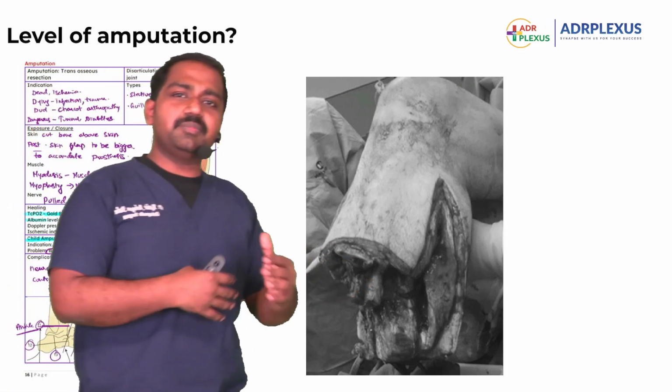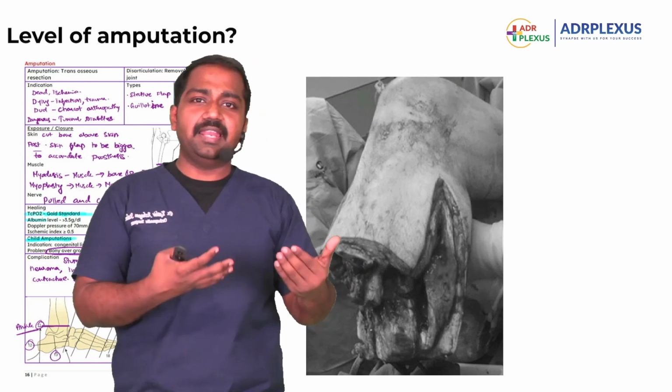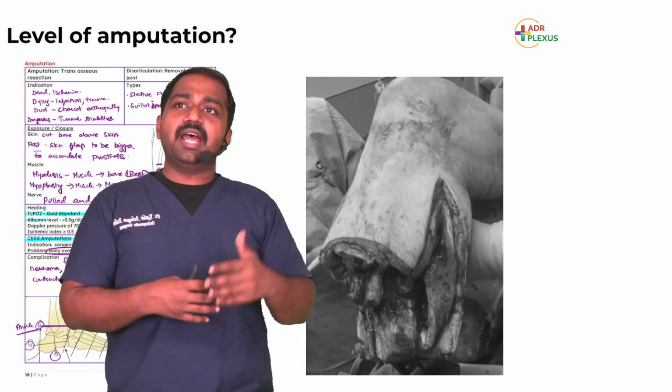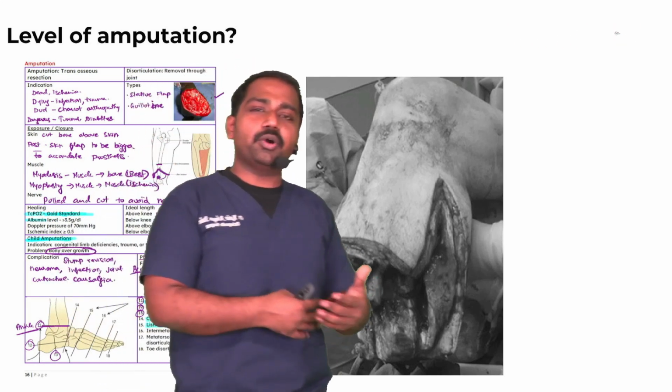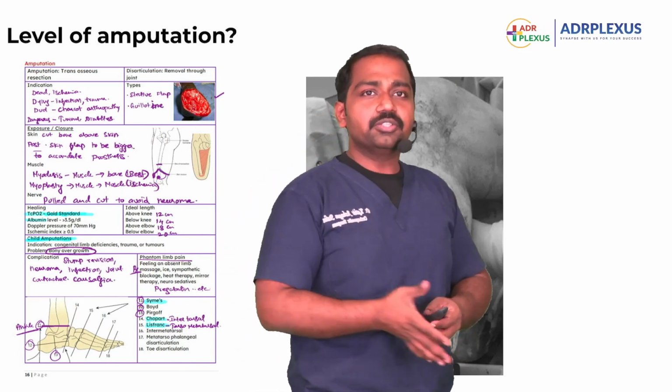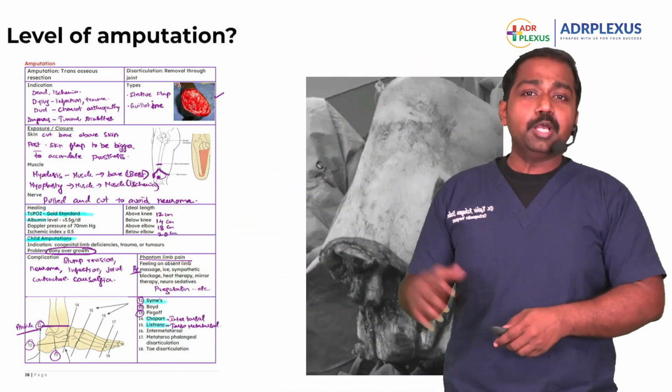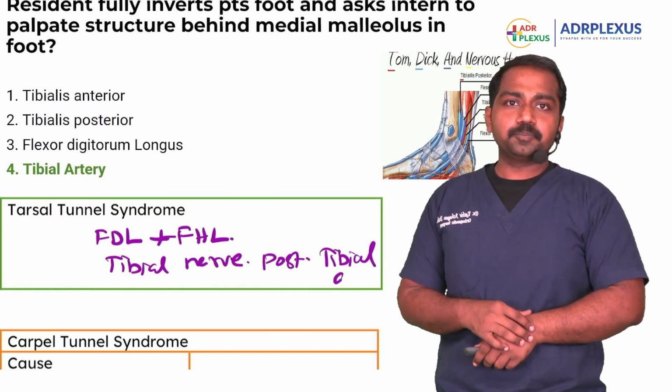So when you see tibia and fibula, it has to be a leg level transosseous cut. A leg level transosseous cut has to be called a below knee amputation. So the answer for this question has to be a below knee amputation.